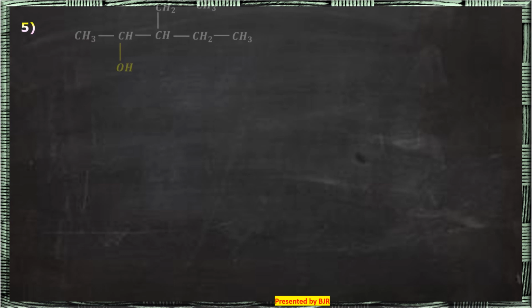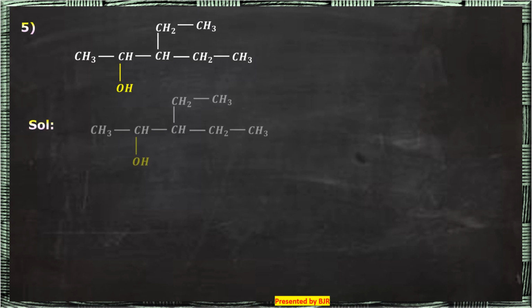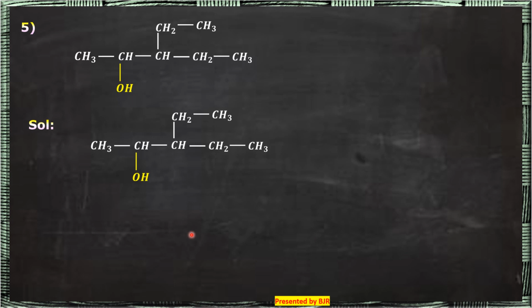Problem number 5. Solution. You can easily identify the functional group present in this organic compound, that is the alcohol functional group. OH functional group is there. First, I will select this as the parent chain, and numbering of the parent chain is done in such a way that the carbon atom attached to this OH functional group should get the least possible number. For that reason, I am numbering this chain from left to right. And this is an ethyl group attached to the third carbon atom.